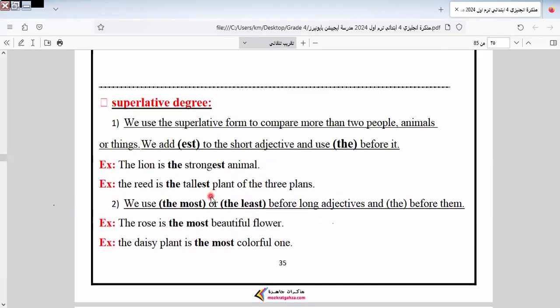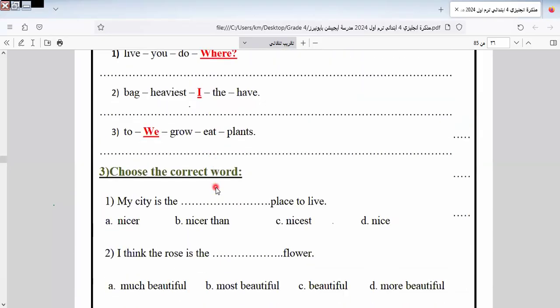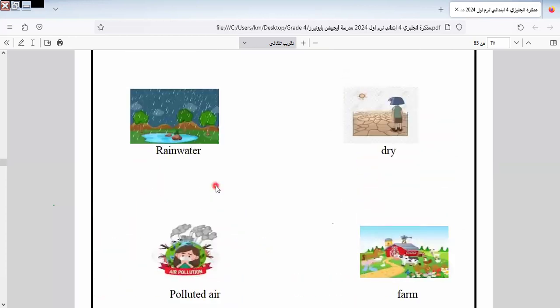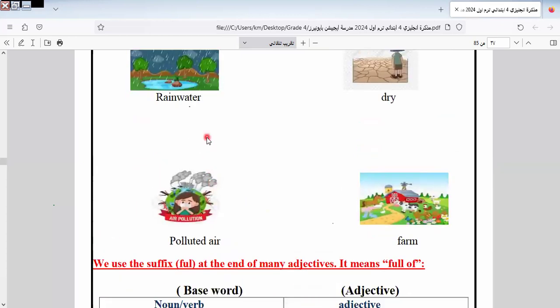In the superlative form, you can't make a misunderstanding. We have comparative and we have superlative, and you must know the difference between them, because in the exam, you would get 0 if you confuse them. The comparative, I know it by adding er to the adjective. In the superlative form, I put the and add est to the adjective like this. You must know this, and we will know it when we answer the exercise.